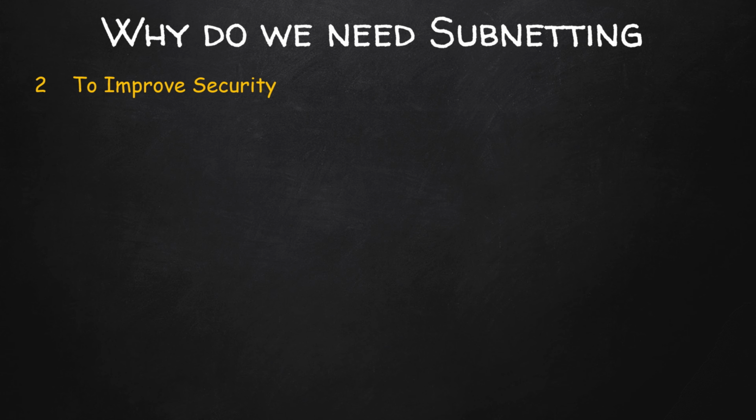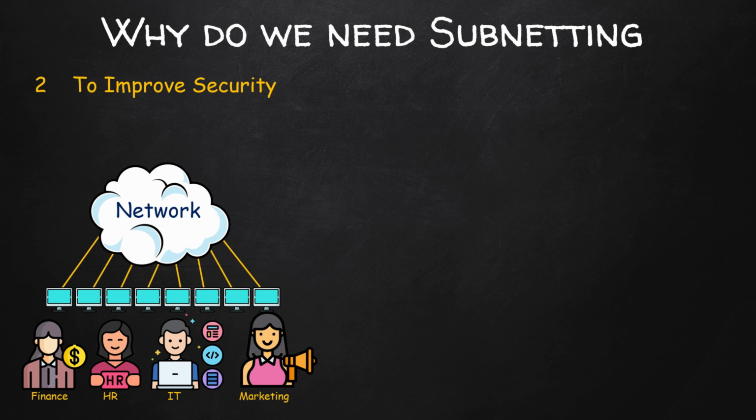Point number 2, to improve the security. When you connect all of your devices into a single large network, you cannot implement any security feature between them, because all the devices are in the same part of the network. So you cannot implement any access control in between them. You cannot allow or restrict the communication between them. The finance people can access the HR people's computer, printer, and even their data, and the marketing people can access HR people's data and other resources, etc.